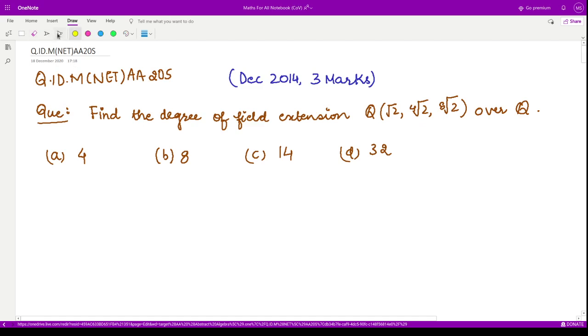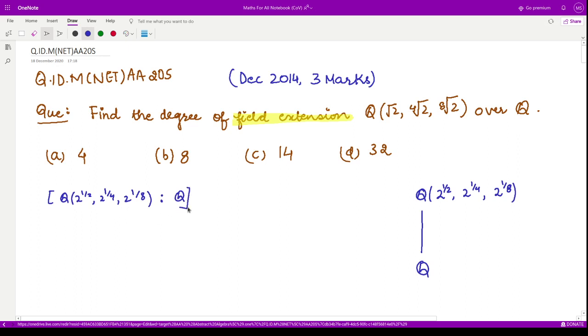This question is particularly from field extensions, and they're asking to find the degree of the field extension. This field extension is given to us where the field of rationals has been adjoined with three elements: the first is 2 to the power 1/2, the second is 2 to the power 1/4, and the third is 2 to the power 1/8. This is a given extension over the field of rational numbers. So we have something like this. Now we need to calculate what is the degree of this extended field over the field of rationals.